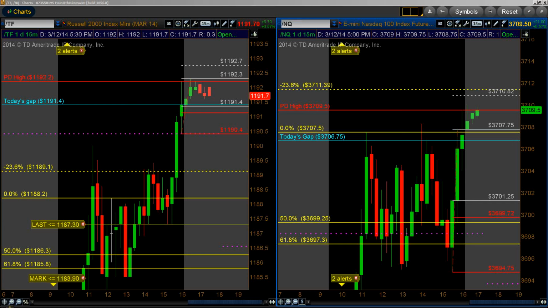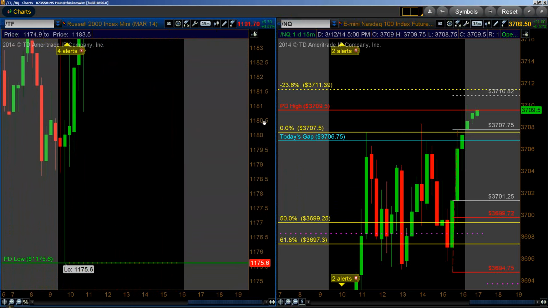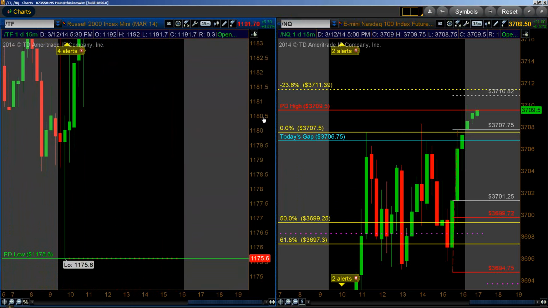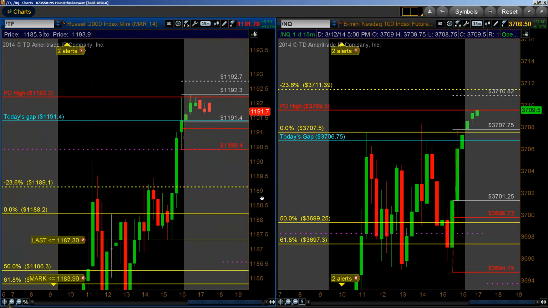Just want to go over a couple quick things with you. Let's start with the TF and the NQ split screen chart here. Today's high in the TF was 1192.2 and the low today was way down here at 1175.6. So your TF daily low, 1175.6, and your high today, 1192.2.